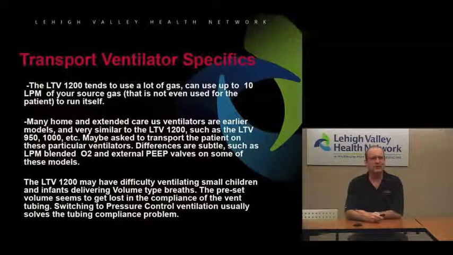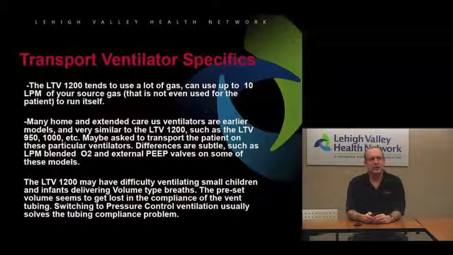The LTV 1200 can have problems ventilating small children and infants when using volume type breaths. So if you're trying to deliver a preset tidal volume to a small child or an infant, even when you're using the right size tubing, you're probably going to have a problem with that. The reason is the tubing will actually expand as the machine is trying to deliver the breath. And that volume of maybe 50 or 60 or 100 cc's is actually getting lost in that tubing expansion. And the machine has a hard time sorting all that out. At least that's the way I see it, and that's as simple as I can explain it.